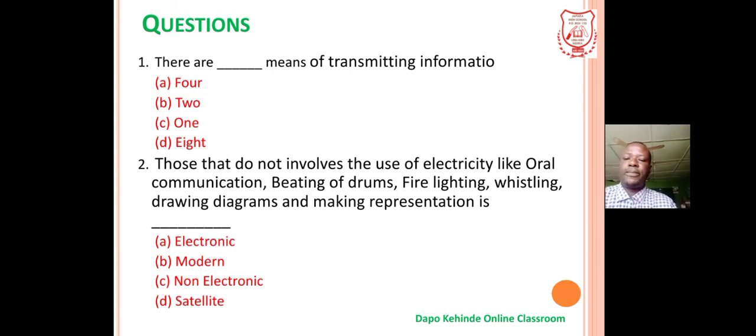So far so good. This week we've looked at means of transmitting information.